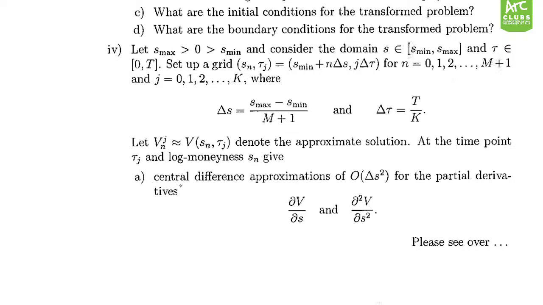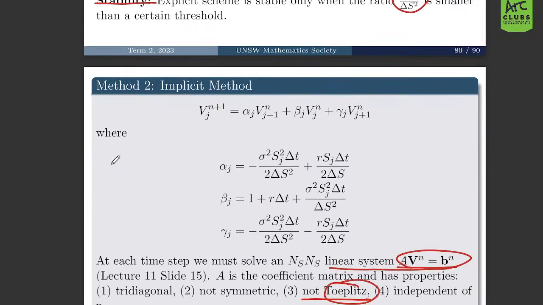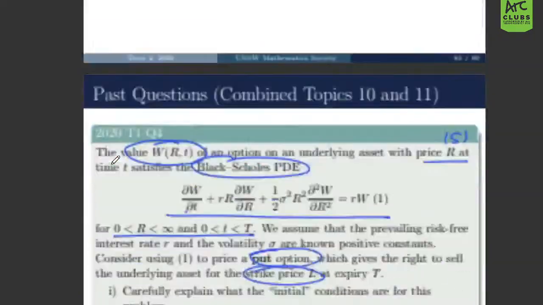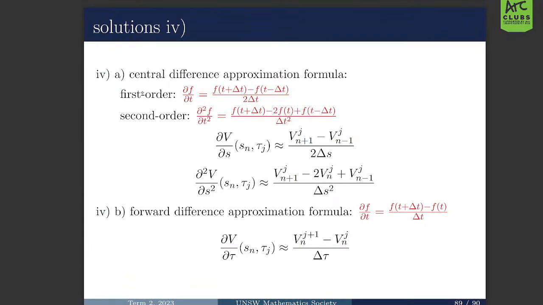And for the first part, they want you to use central difference approximation to find the partial derivatives of these two things. As a revision, I have stated the central difference approximation formula over here. Sorry, I'm going a little bit over time. So here are the definitions. We have the first order to calculate the first derivative, and second order to calculate the second derivative.